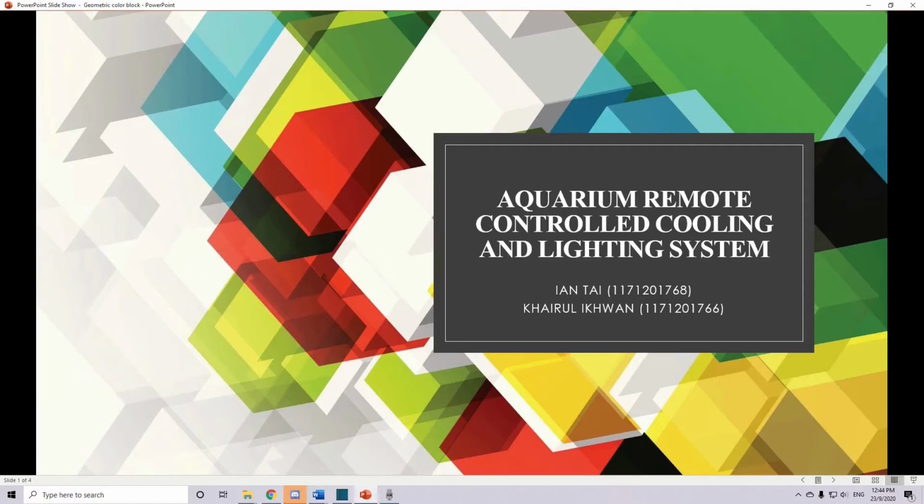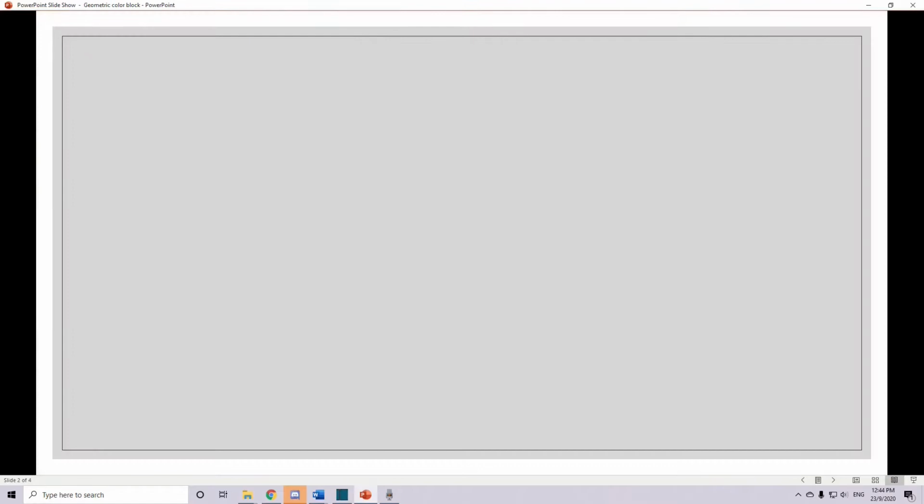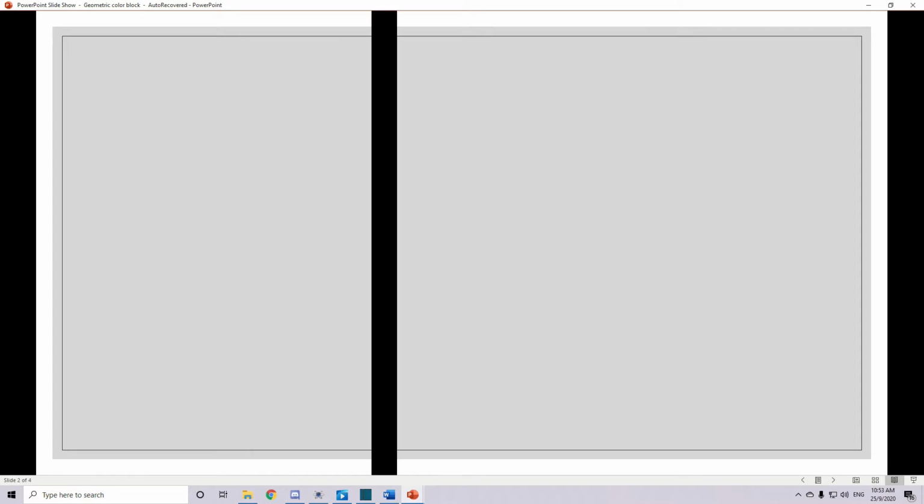Our project topic is Aquarium Remote Controlled Cooling and Lighting System, presented by myself, Ian Tai, and my partner, Khairul Ikwan. The block diagram. This will be the block diagram of our project. It will be divided into two: remote control and aquarium.